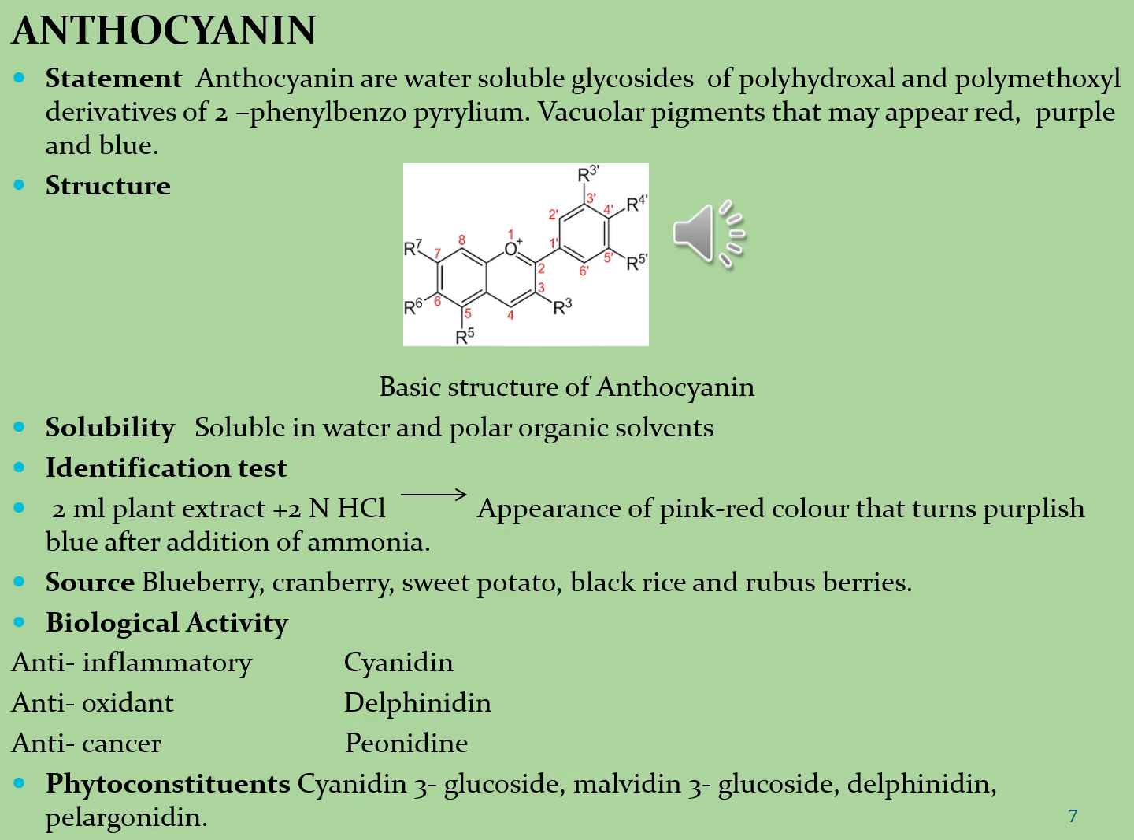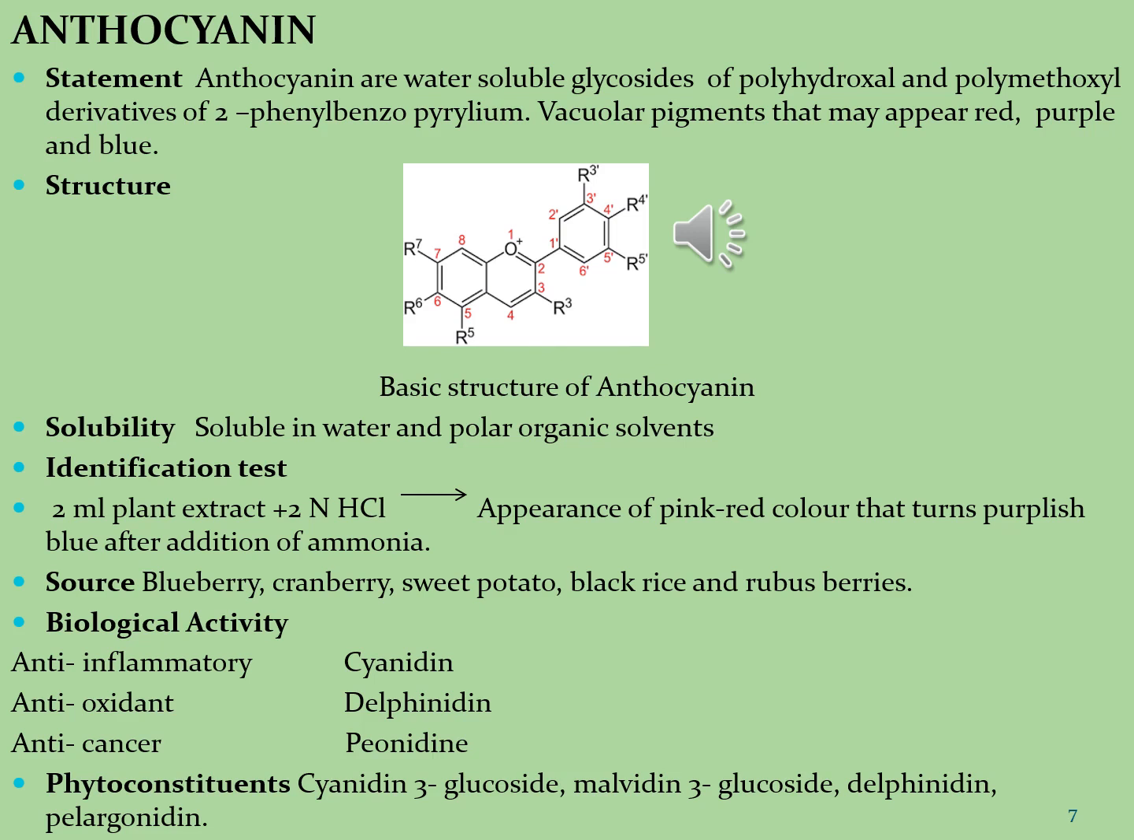Anthocyanins are soluble in water and polar organic solvents. Now we see the identification test of anthocyanin molecules. We take 2 ml plant extract and add it to normal hydrochloric acid. Appearance of a pink-red color that turns purplish blue after addition of ammonia indicates the presence of anthocyanin molecules.